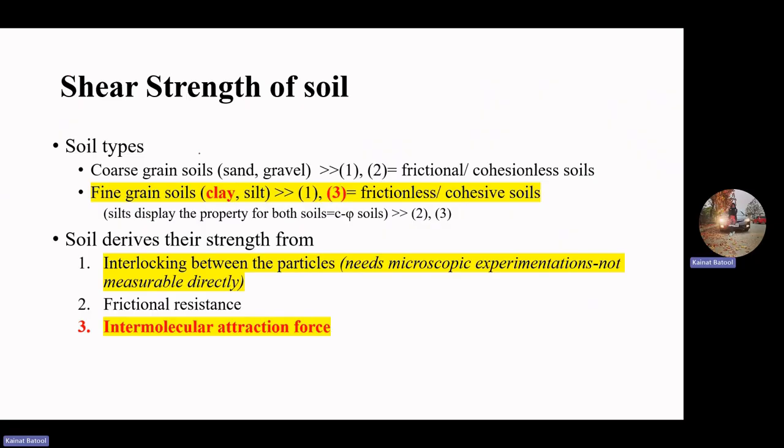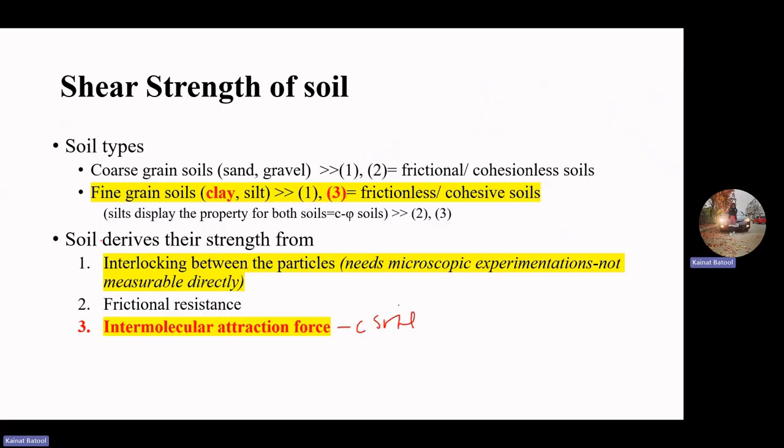The last one is the clay, which is a pure cohesive soil, and there is no internal friction in it. So this soil is your cohesive soil, that is the clay, and it's a fine-grained soil. Interlocking is also acting, but again we are not measuring it.